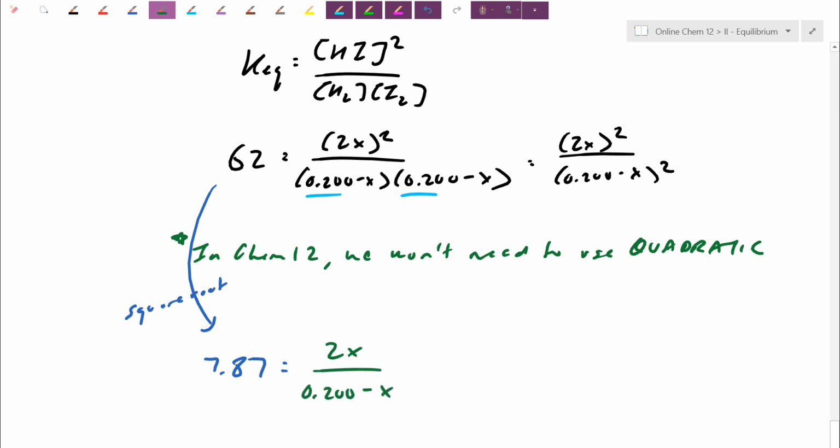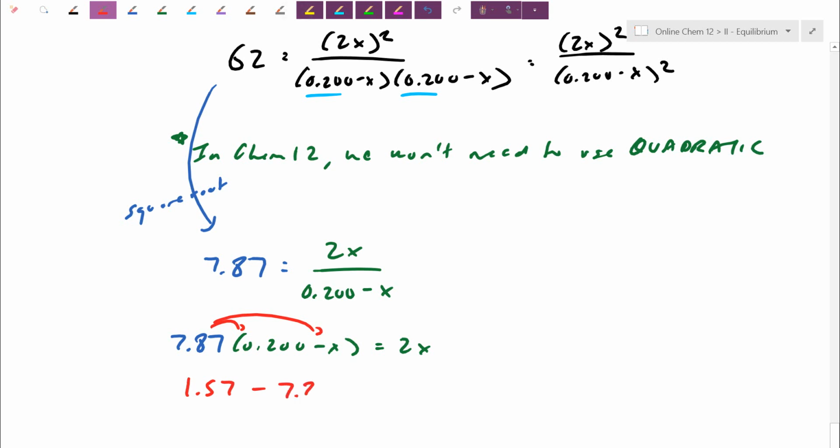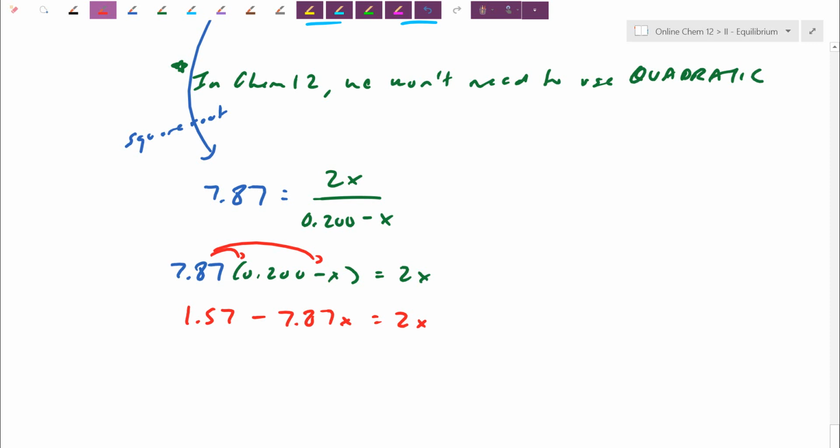So I still have no clue what x is. At least this looks a lot more simple. Now let's just crunch our way through the math. I'm going to bring this binomial up because I want to pull the x term out. This is equal to 2x. I'm going to distribute the 7.87 in, times 0.2. So this gives me 1.57 minus 7.87x equals 2x. Collect up like terms, add up the 7.87. So 9.87x is 1.57, and therefore x is 1.57 divided by 9.87. Give or take a little bit of rounding, I'm getting 0.16.